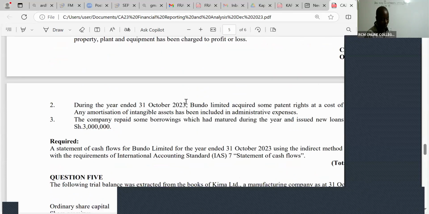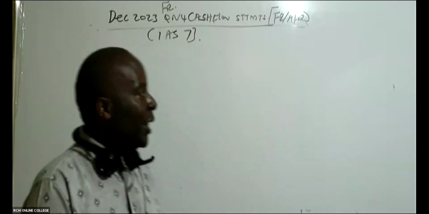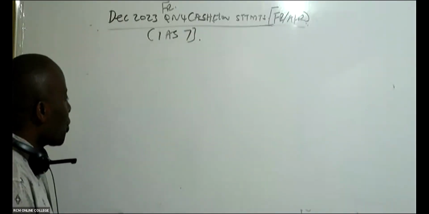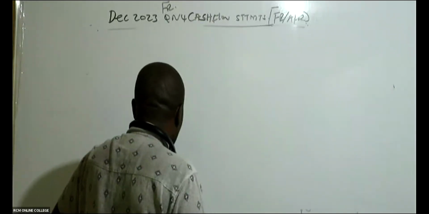So what do they want me to do? This is the question here. I'll always start by reading the requirement. They want me to give them a statement of cash flows for Bundo Limited for the year ended 31st October 2023, using the indirect method in accordance with International Accounting Standard 7, statement of cash flows. Good luck to us. Our cash flow statement will have 3 sections.